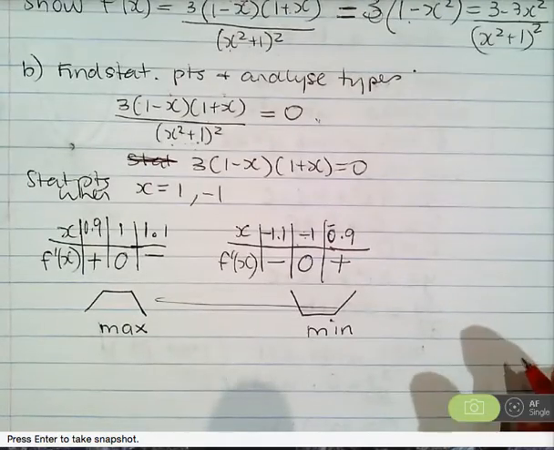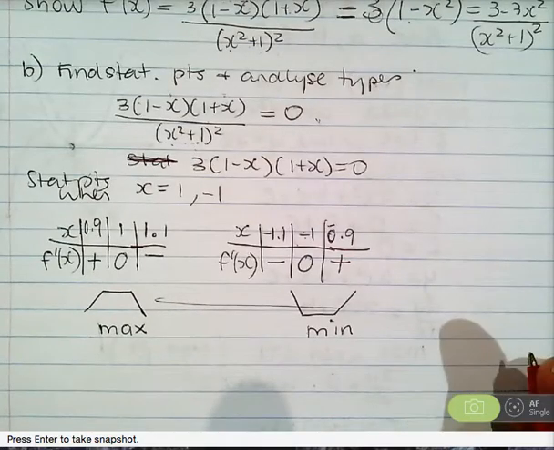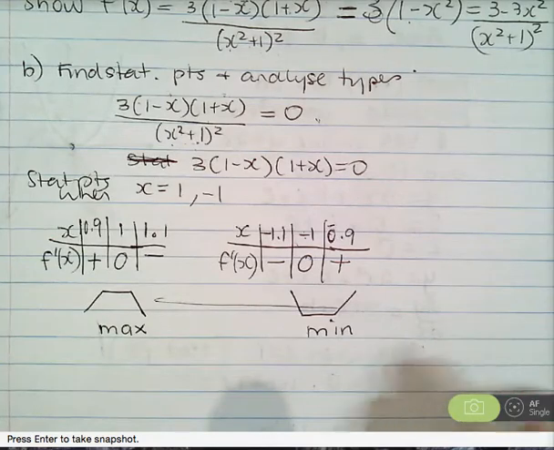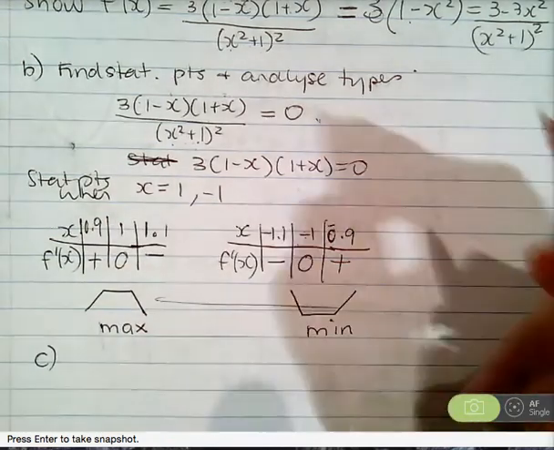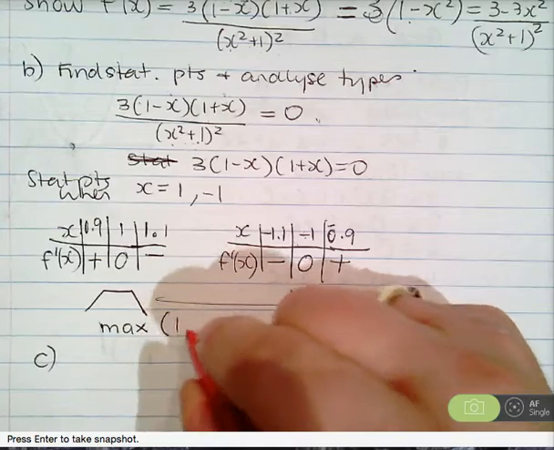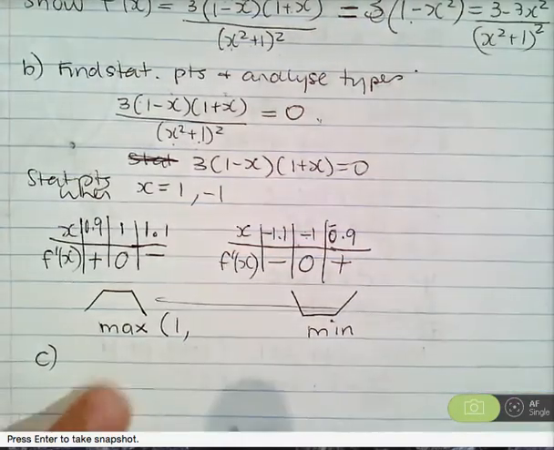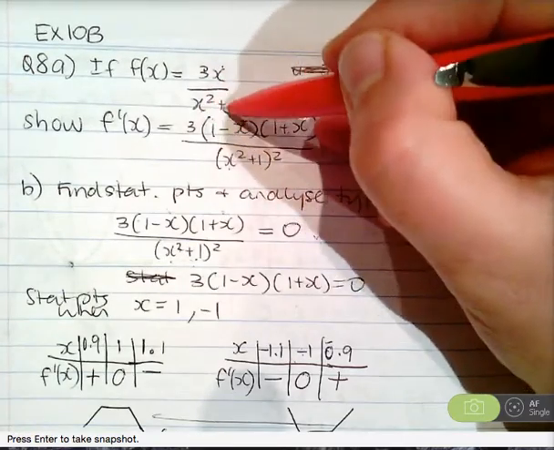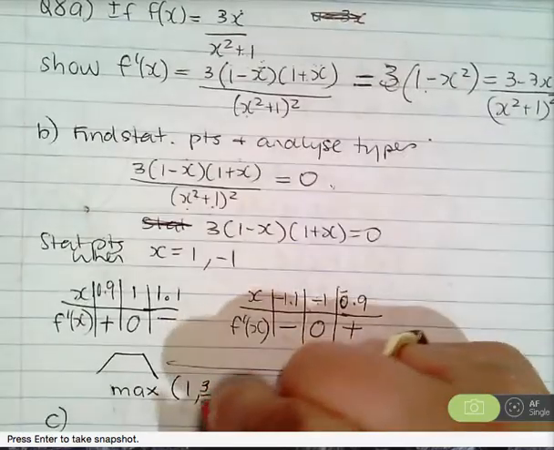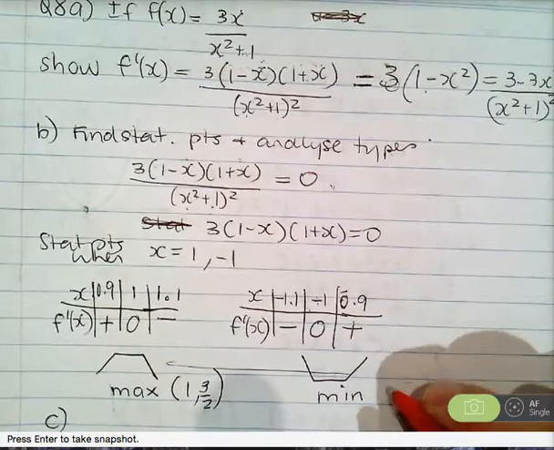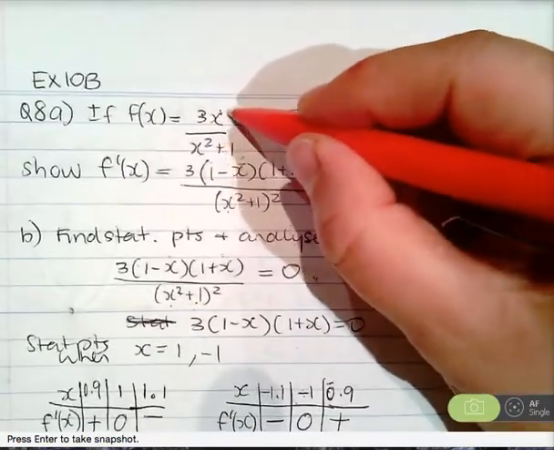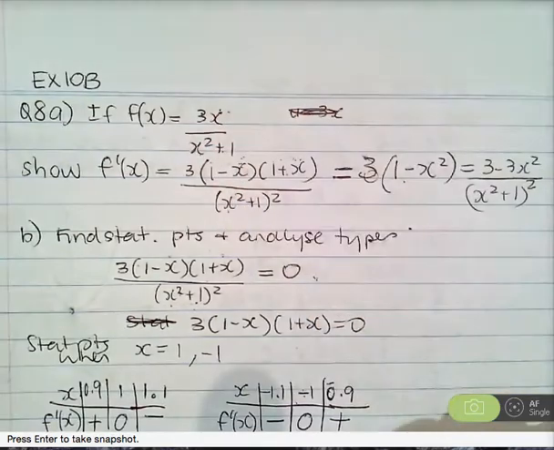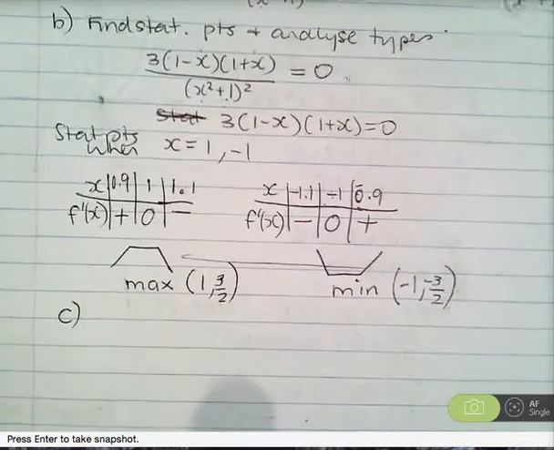They wanted you to analyze those stationary points and sketch it. Now, when x is 1, I'm just going to go into the original curve. So I've got a maximum. When x is 1, 3 times 1 is 3 over 2. So the first maximum is at (1, 1.5), and the minimum is at negative 1. When you've got negative 1 here, you've got negative 3 over 2, negative 1.5. So this is what our curve looks like.